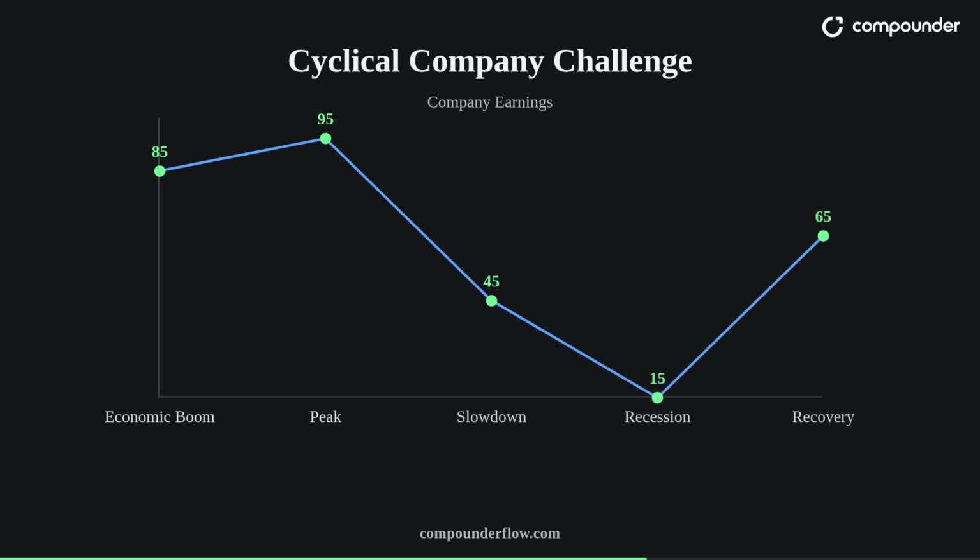Cyclical companies present another challenge. A construction company might show a low PE ratio during an economic boom, suggesting it's cheap. But if the economy enters recession, earnings could plummet, making that seemingly attractive PE ratio meaningless.